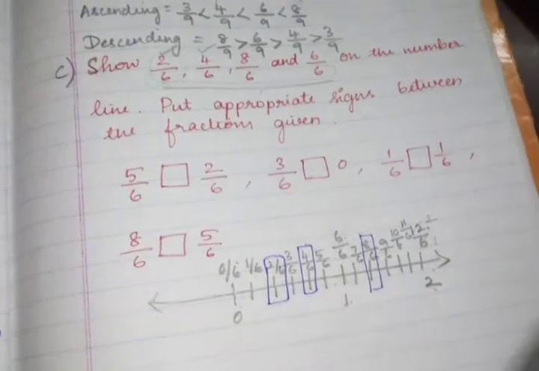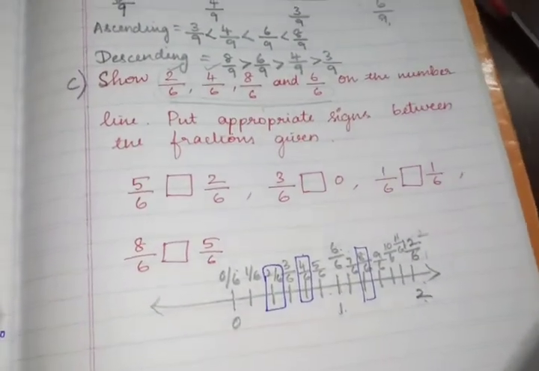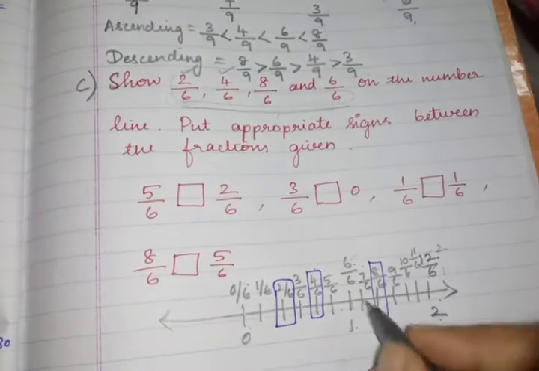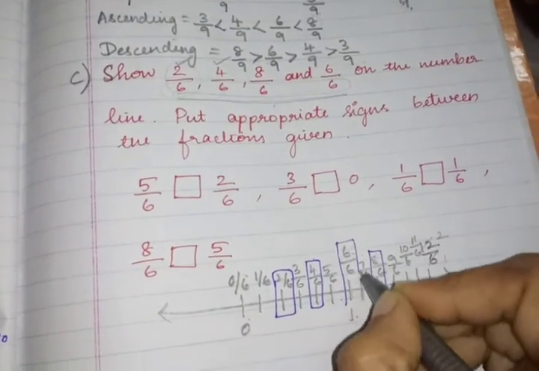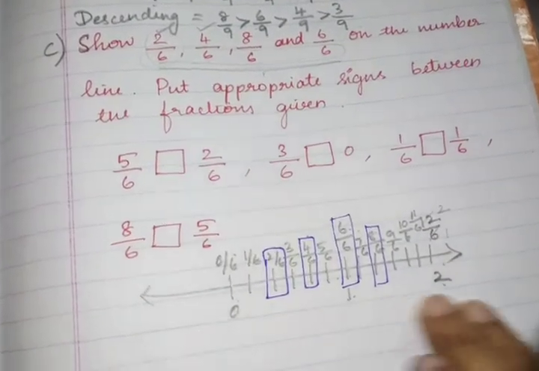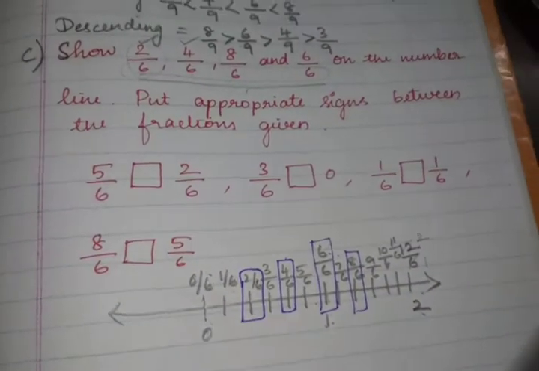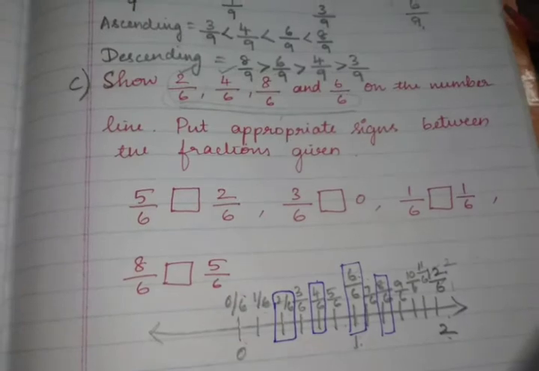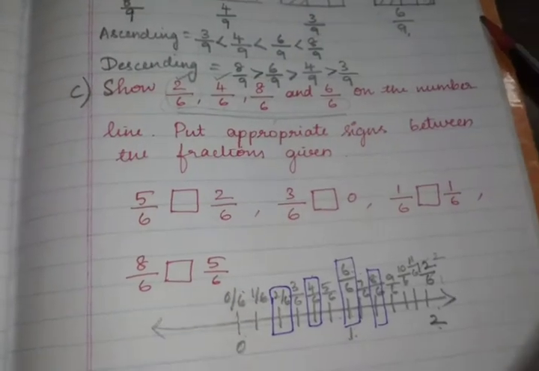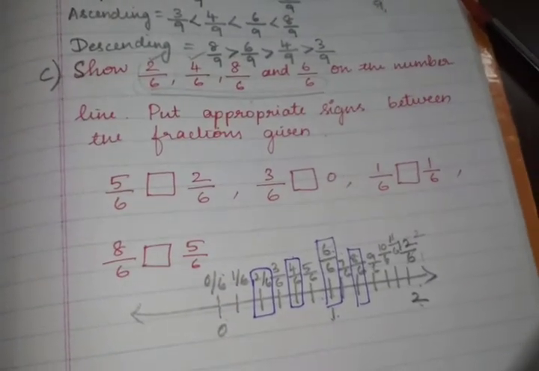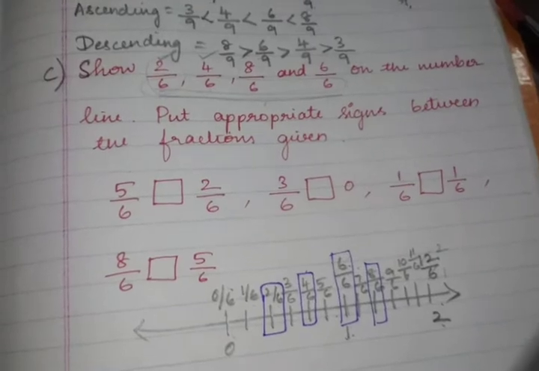In a single number line, you can write it, no problem. Then 6 by 6, where is it? Here. So, I have mentioned all the 4 fractions on a number line. Now I have made all the fractions in a single number line, children. Now, put appropriate signs between the fractions given.